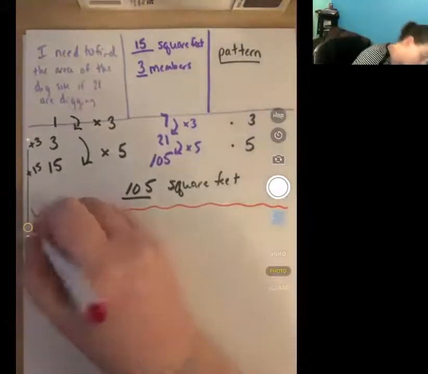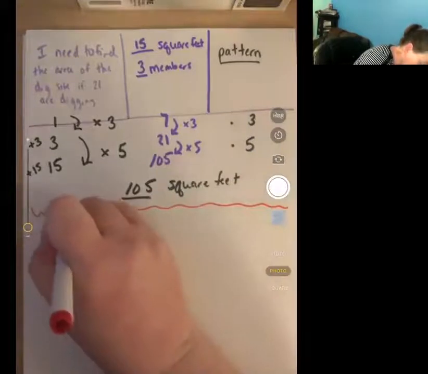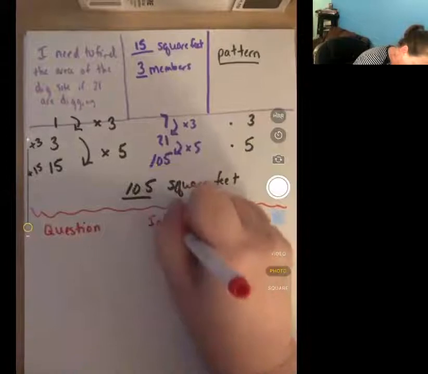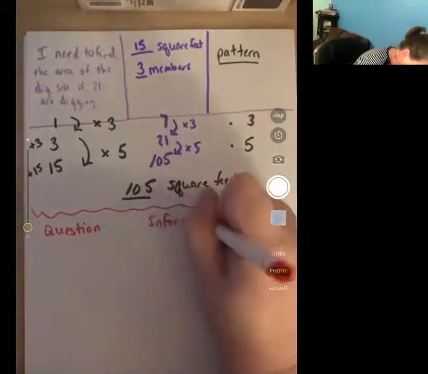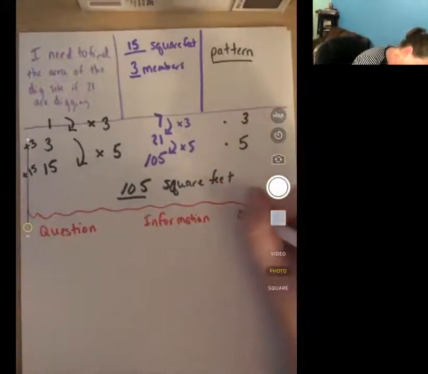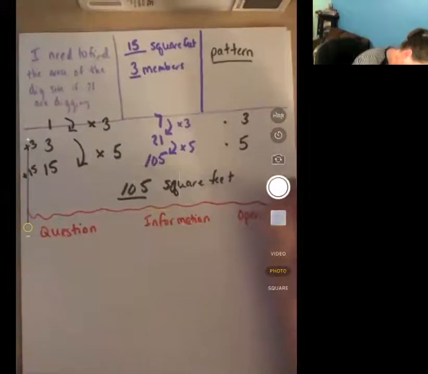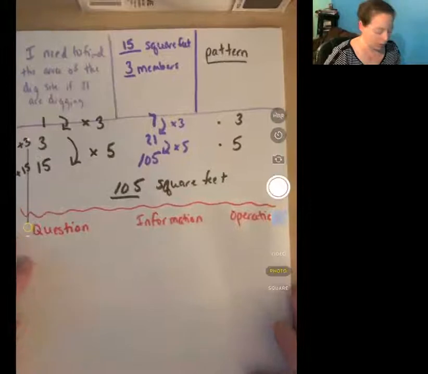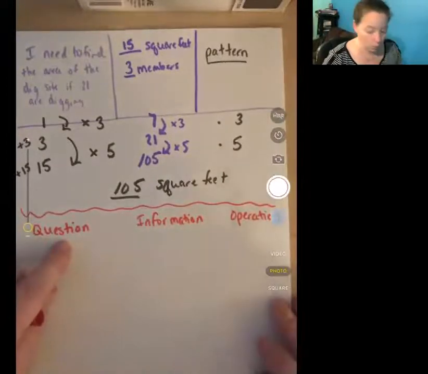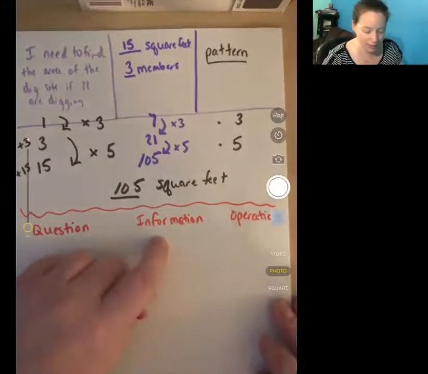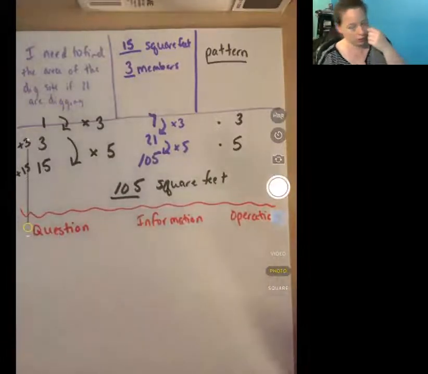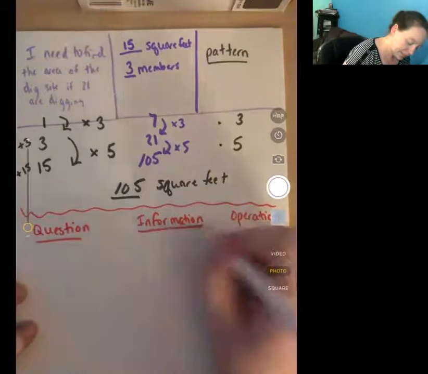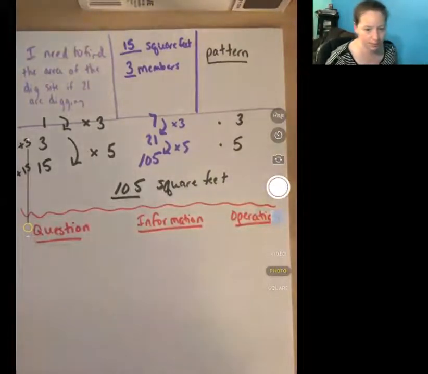So, you remember, I like to do it question, information, operation. So, what is the question that we're solving? What information are we given? And what operation are we going to use? That's add, subtract, multiply, or divide. Okay? That's how I like to make these charts up.